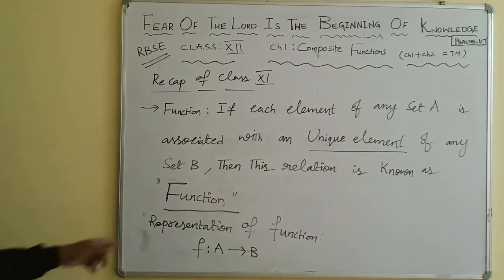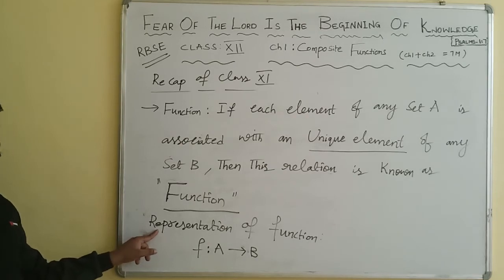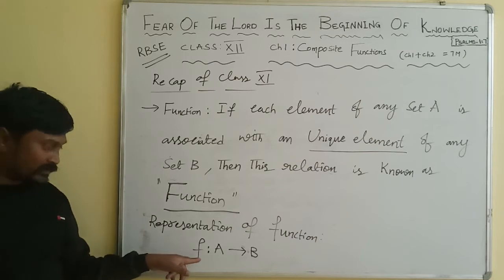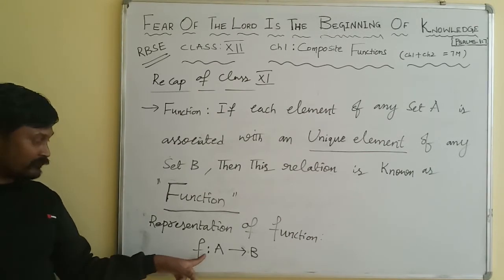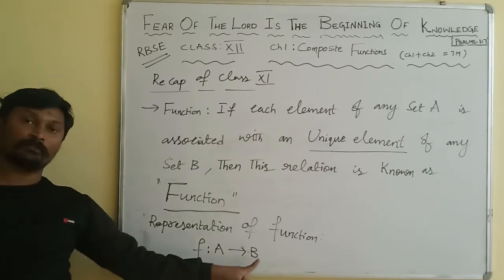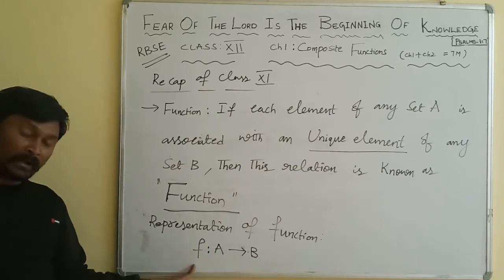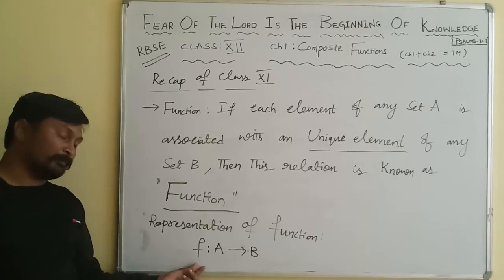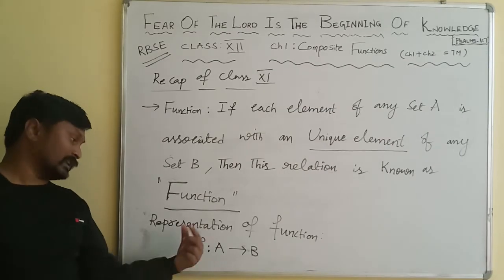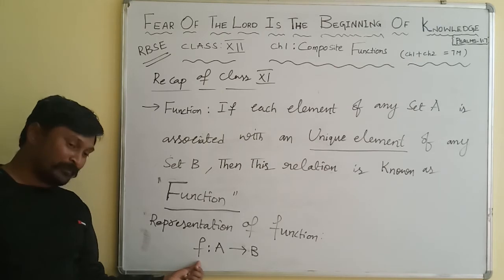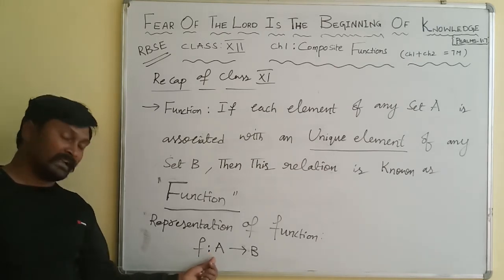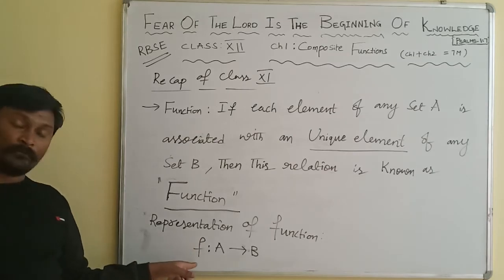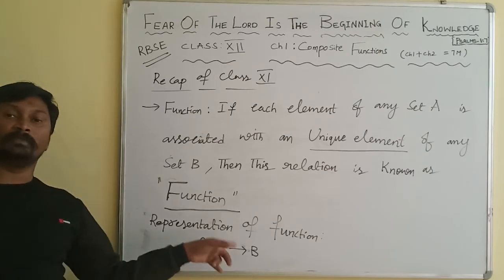Now we are going to discuss the representation of a function. How do you represent a function? See this, we can represent it in this way. We can read it as f such that A tends to B, or f maps A to B. In other words, we can say f is a function from A to B. So you can read this as f maps A to B.